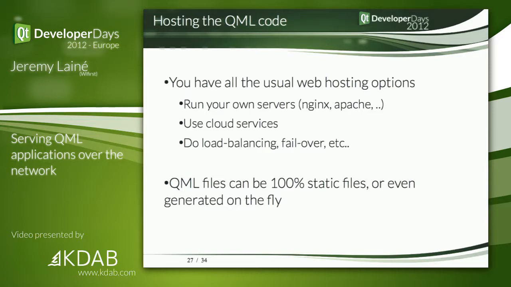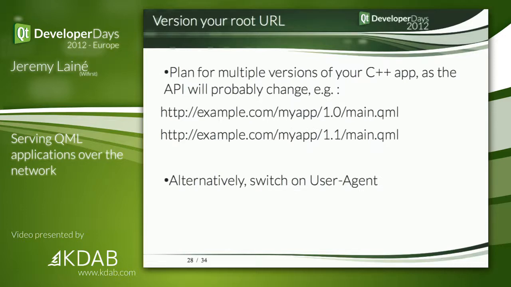And your QML files can either be static, or if you want, you could even generate them on the fly. Let's say you have users which have different types of subscription. Maybe they don't have access to the same user interface. You could do something on a per user basis and serve different files for them. When you start deploying your application, you're going to have to decide on the URL which you use as the root for your application.